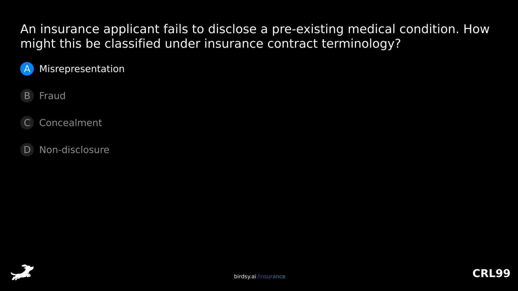An insurance applicant fails to disclose a pre-existing medical condition. How might this be classified under insurance contract terminology? Is it A, misrepresentation, B, fraud, C, concealment, or D, non-disclosure? The answer is C, concealment.